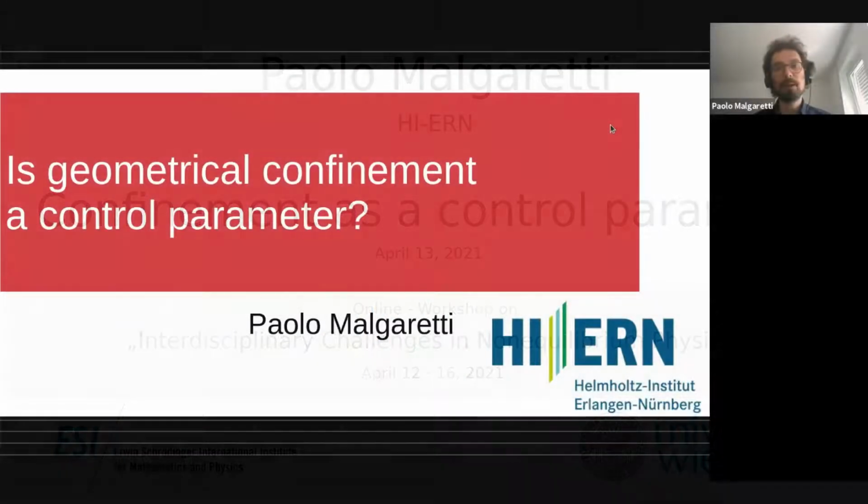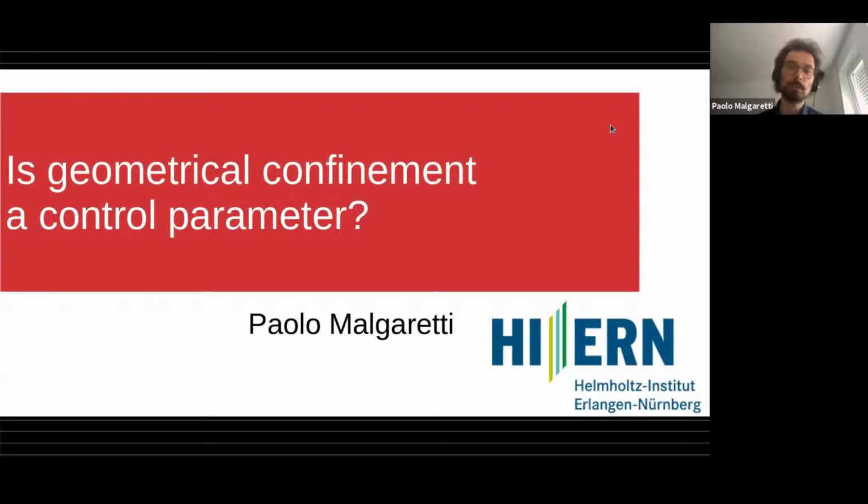So today I will speak about one of the core topics of my work, that is the role of geometrical confinement, that I will define in the next slide. And in particular, I will discuss with you if it is possible to make it a control parameter. And I will also discuss with you what is the main question of this talk. And I hope that at the end, I can come up with an at least partially positive answer.